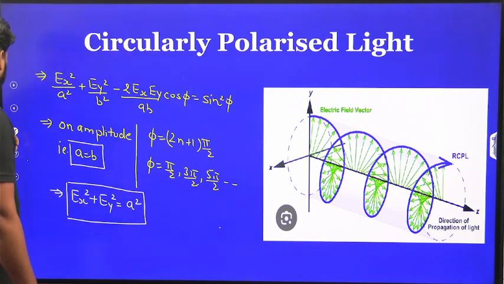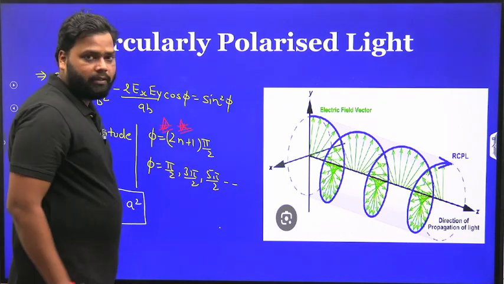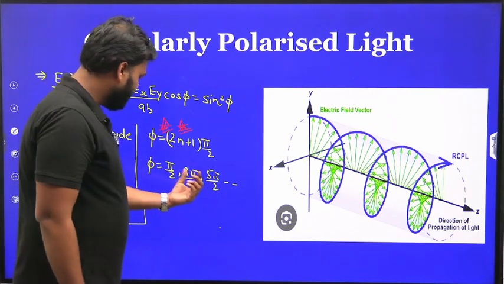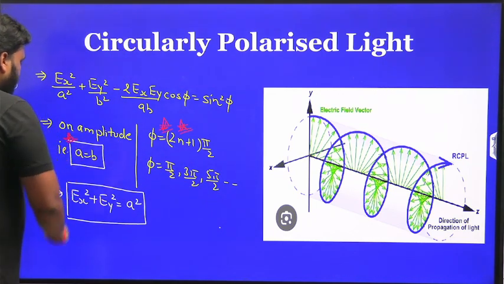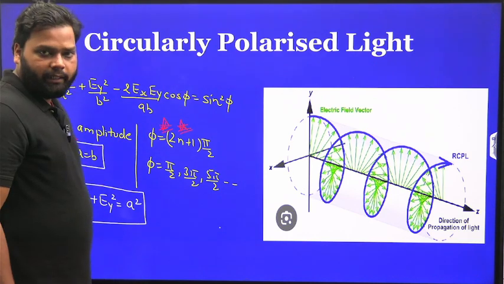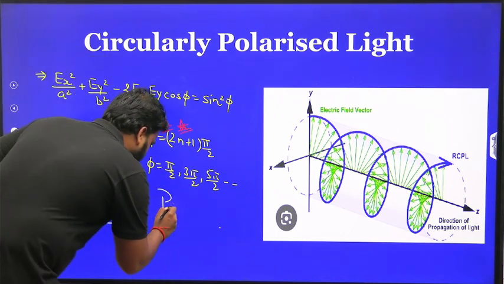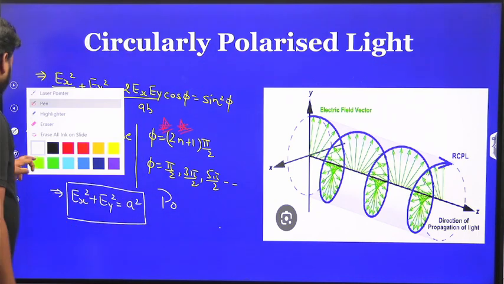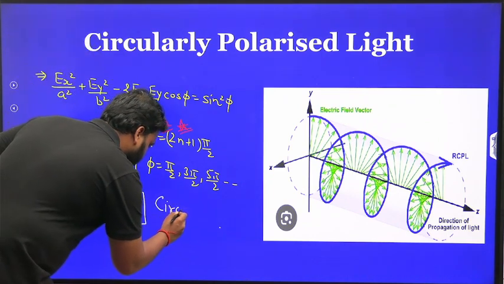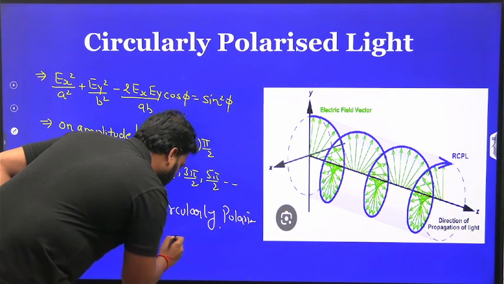This is the main condition you must know as far as your exam is concerned. You can get many questions based on this condition: that the phase difference should be an integral multiple of pi by 2 and the amplitudes of both components should be equal. If this condition is followed by any electric field equation, then the resultant light ray will be circularly polarized light.